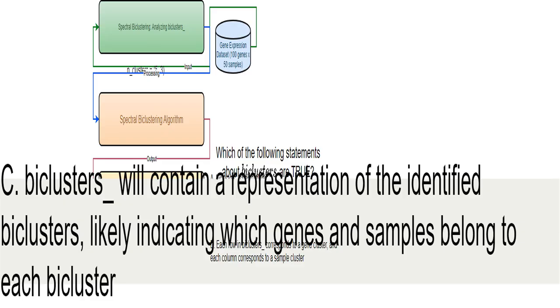Incorrect. While the algorithm uses permutations internally to optimize the biclustering, the BICLUSTERS attribute doesn't explicitly store these permutations in a way that's easily interpretable. It focuses on cluster membership. Correct. BICLUSTERS contains the information about which genes and samples belong to each bicluster. The exact format is implementation specific, but the core purpose is cluster membership representation.